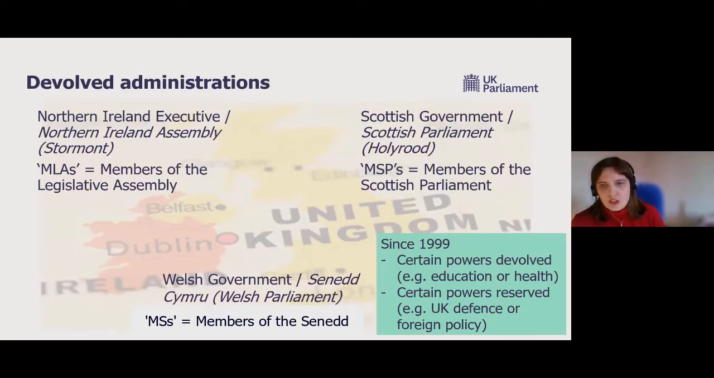Some policy areas are devolved to those devolved administrations, and they tend to be things that can be regulated on or decided on more locally. So that might include education and training, housing, health, culture, those sorts of things. And then there are some areas that are reserved to Westminster, and they tend to be things that affect the country as a whole, such as defence or foreign policy.